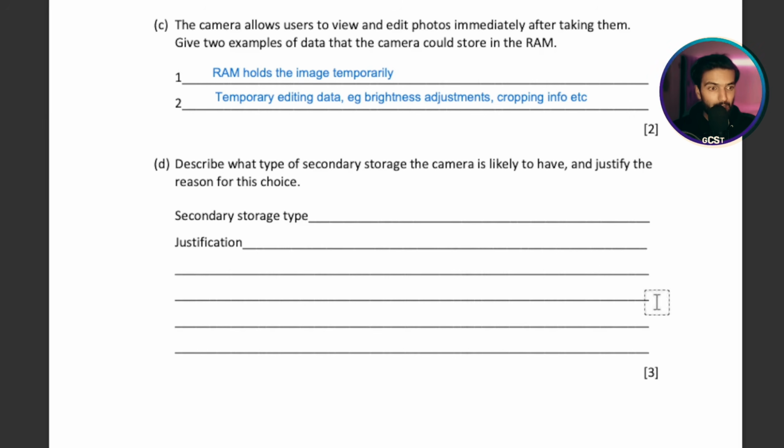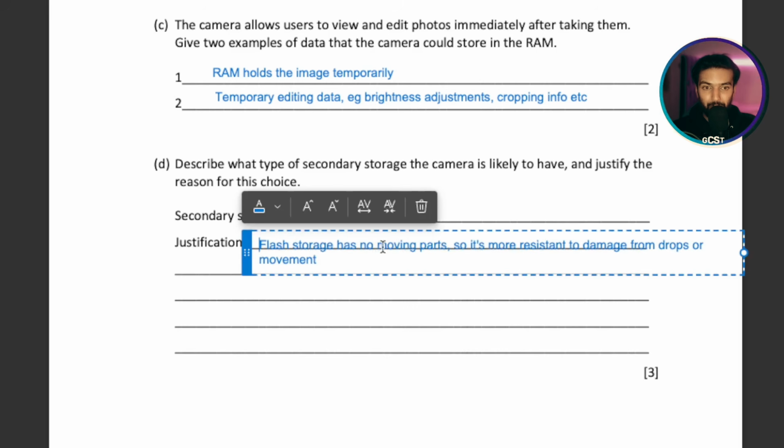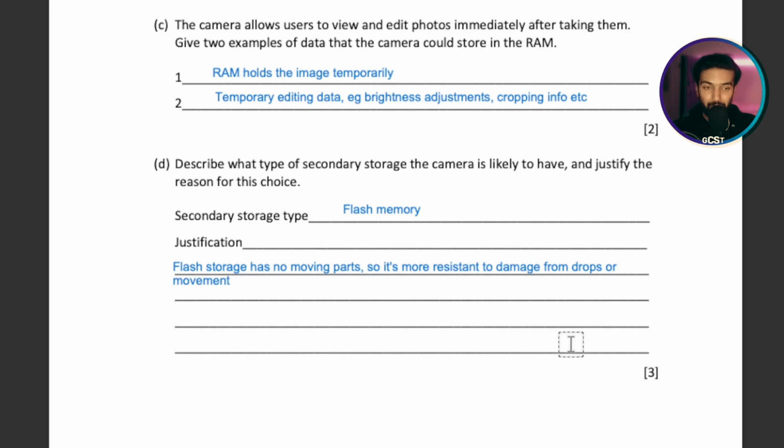Now part D, describe what type of secondary storage the camera is likely to have and justify the reason behind this choice. So this would be flash memory due to it having no moving parts, and make sure you apply it to the question. And so it's resistant to damage from drops or movements, as you know. Also, you could have had other things such as it has faster read and write speeds, and it's also compact, lightweight, making it ideal for a camera.